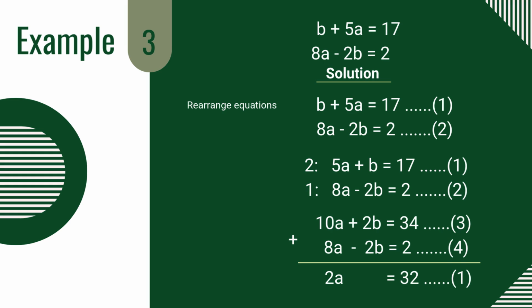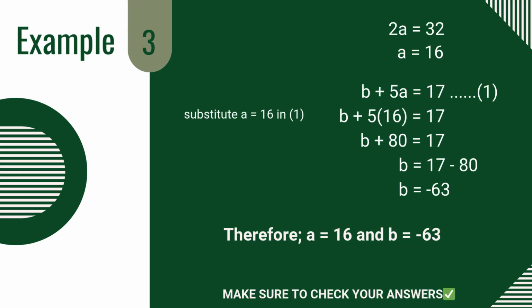Do you understand? Good. So, 2 times 5a is 10a, 2 times b is 2b, and 2 times 17 is 34. And for equation 2, multiplying anything by 1 will give you the same value. So now that you have 8a minus 2b equals 2, you can now see that if you add these equations together, the b part will be eliminated. Cos 2b plus minus 2b is 2b minus 2b, which is equal to 0. Then 10a plus 8a will give you 18a, and 34 plus 2 will give you 36. Okay, we are left with 2a equals 32. So we just divide both sides by 2 to now get a equals 16.